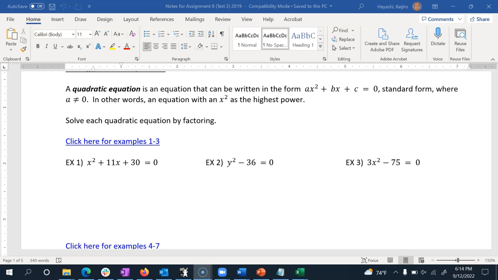Quadratic expressions, factoring expressions that have some sort of variable squared in them. What we're going to look at now is quadratic equations. What do you think is going to be the difference between a quadratic expression and a quadratic equation? Which one will have the equal sign? Equation, right? Because it's there in the name, almost.